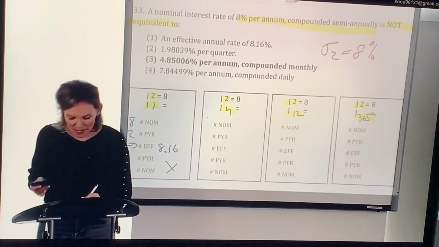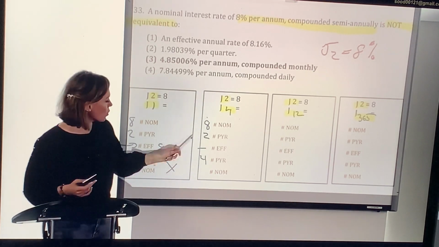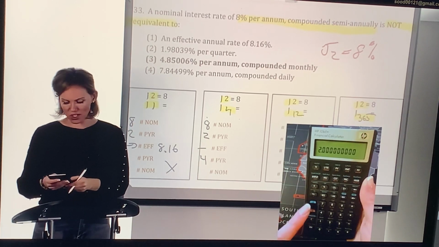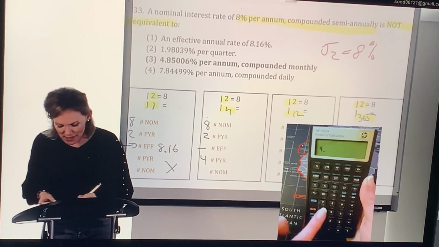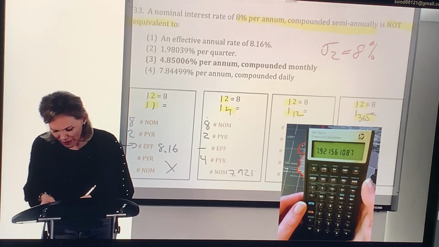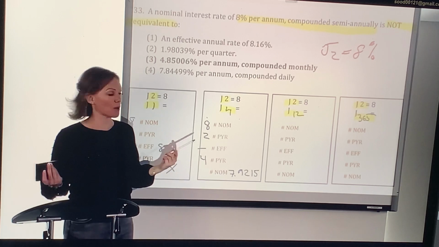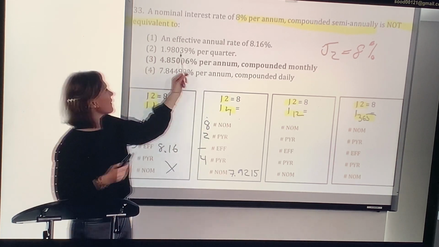Okay, so how do I do this? I take 8, 2, and then convert it to quarterly. So that's what I'm going to do right now. So 8 shift NOM, then I do 2 shift PYR shift effective, 4 shift PYR shift NOM, and I got 7.92156. Okay, so I got a long number in here. So what's this? You see how nice and close that is to the original number? That's how it's supposed to be, right? But what's this? That's nominal. And they want it per quarter.